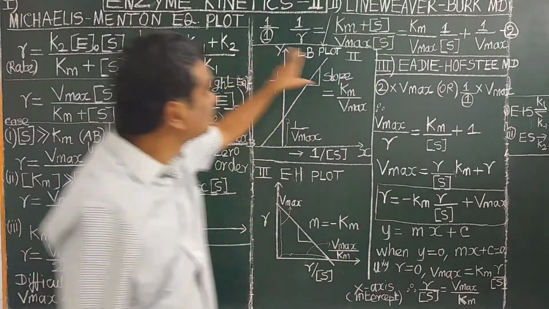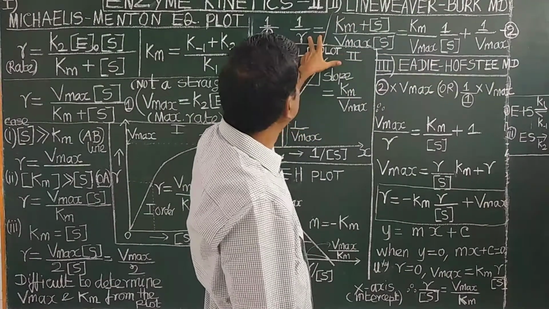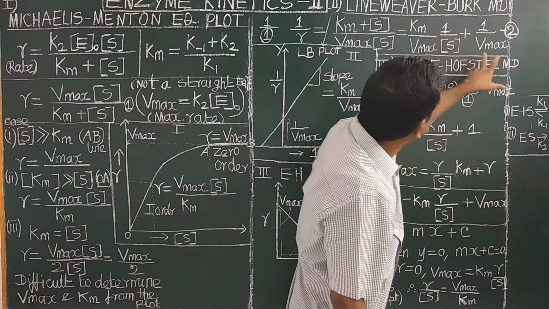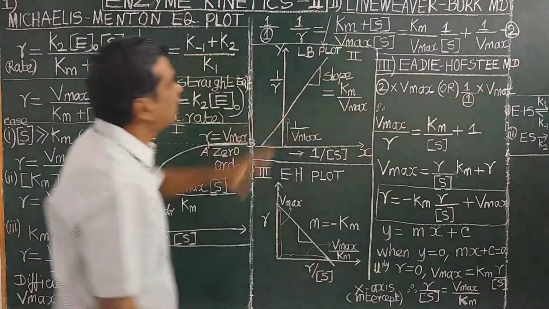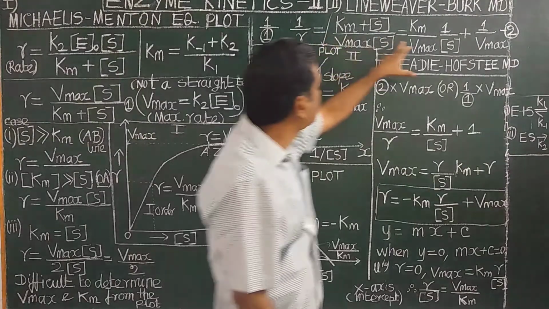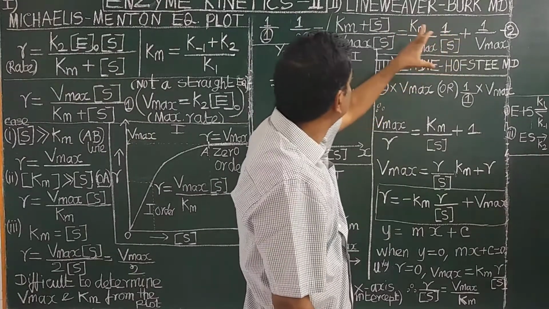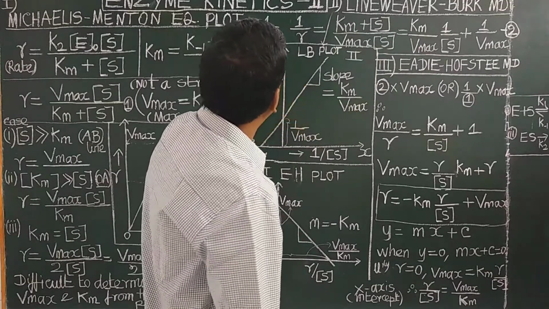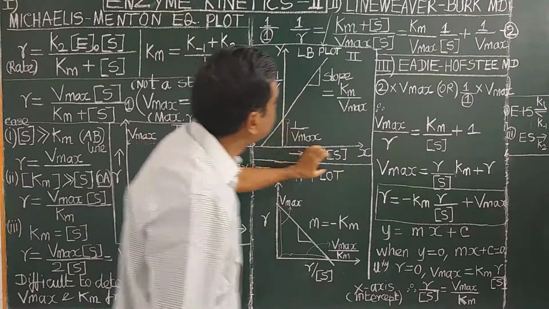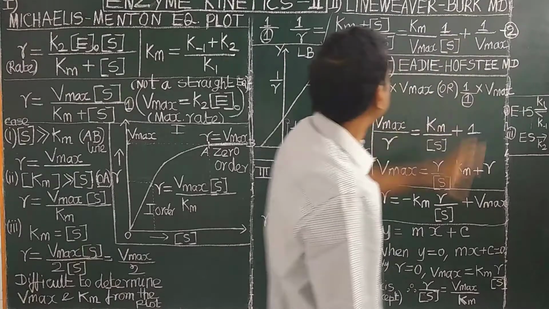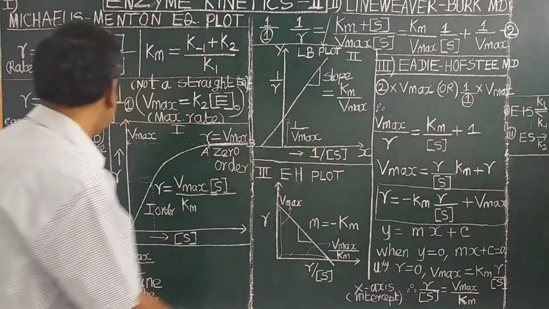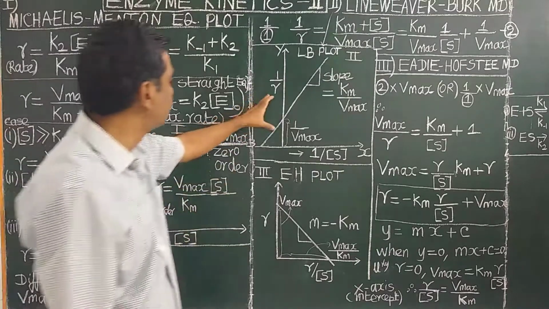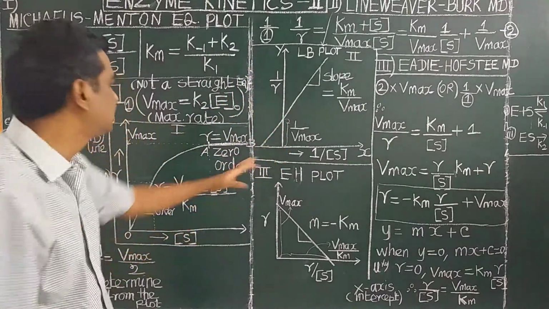Now this is a straight line equation. This is y, this is x, this is m, this is c. A graph is plotted by them, called the Lineweaver-Burk plot, between 1 by r and 1 by substrate concentration. You remember, 1 by r is plotted against 1 by substrate concentration.